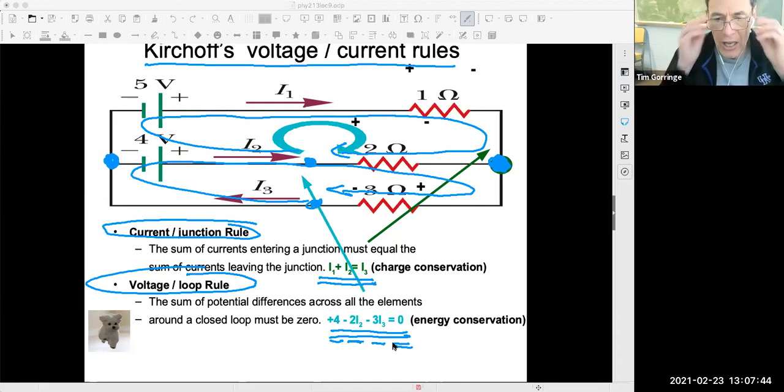There's a question in chat. Let me look at that. How is it a loop in the top half? I thought it goes from positive to negative side of the battery.